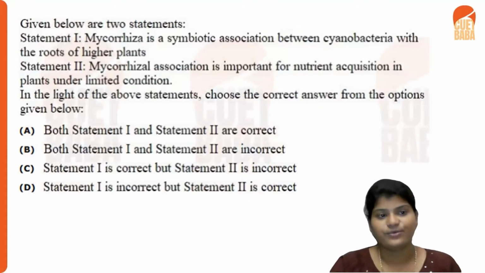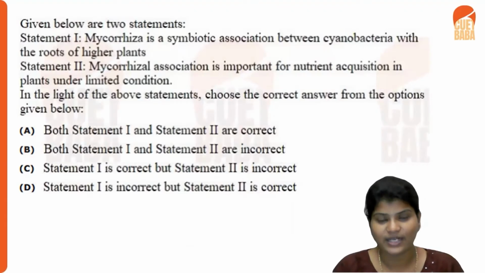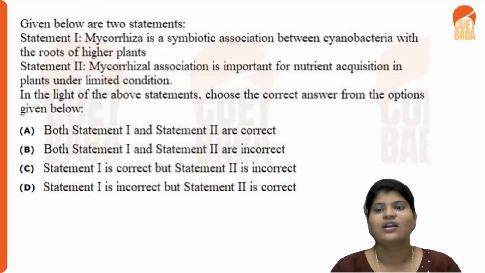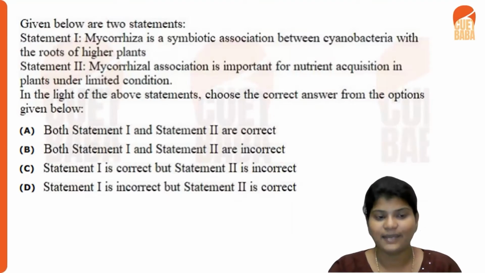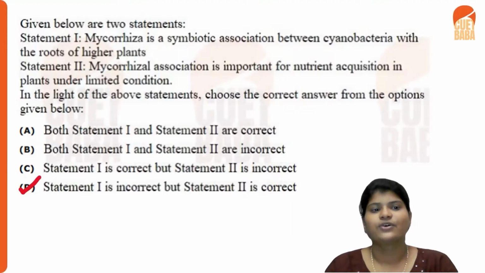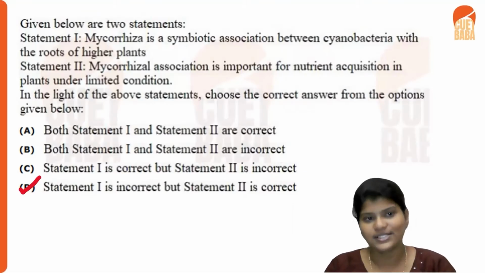Okay, and the next one. Statement 1: the mycorrhiza is a symbiotic association between the cyanobacteria and the roots of higher plants. And statement 2: the mycorrhizal association is important for nutrient acquisition in plants under limited conditions. So for this question, option D will be the correct answer. Okay, so the first one, mycorrhiza is a symbiotic association between the cyanobacteria and the roots of higher plants. It is actually a wrong statement.